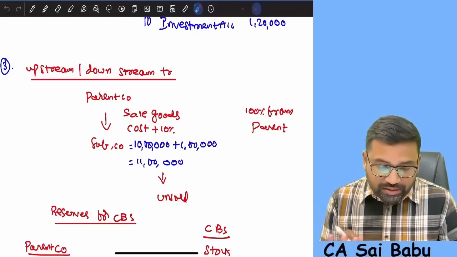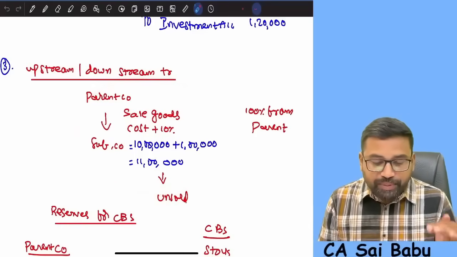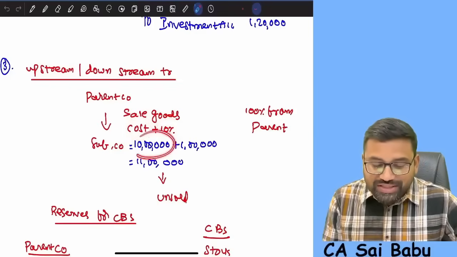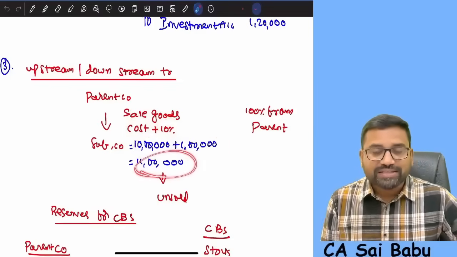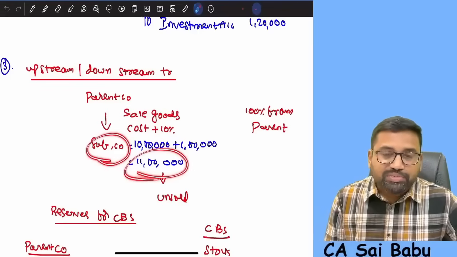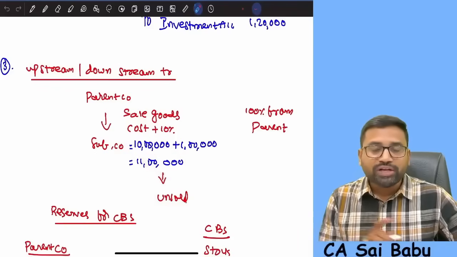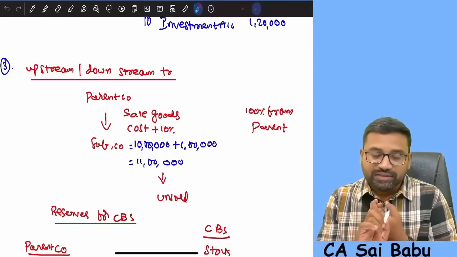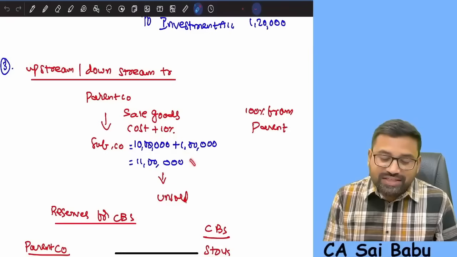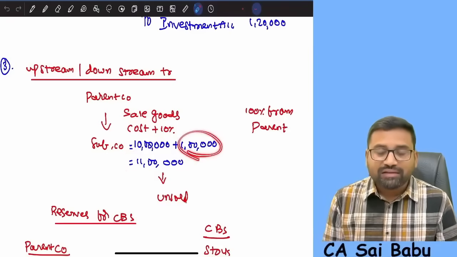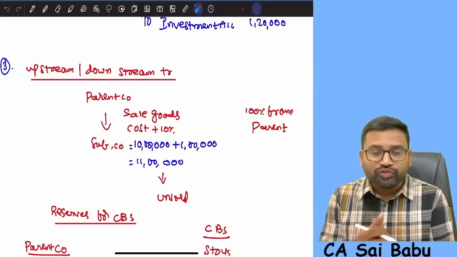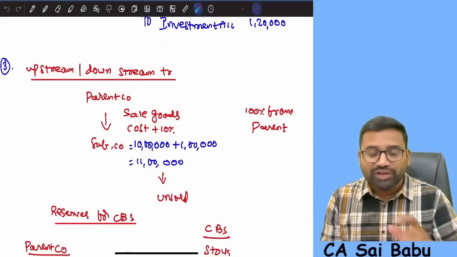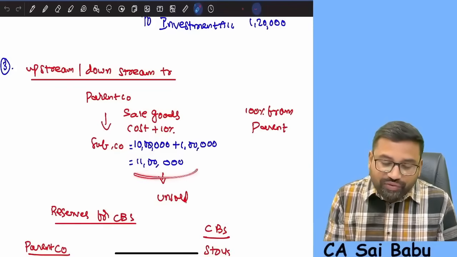Suppose there is a downstream transaction, that means the parent company is selling goods to the subsidiary company. Suppose the goods are sold at cost plus 10%. Suppose cost is 10 lakhs, 10% profit added, 11 lakhs. Suppose the entire stock is there in the subsidiary company, not yet sold. Now tell me, you are preparing the consolidated balance sheet, which means parent and subsidiary are treated as one entity. The stock is 11 lakhs. In this stock, how much is the unrealized profit? 1 lakh, which is not yet sold. From the group point of view, when parent and subsidiary become one entity, can you recognize this 1 lakh as profit without selling to anybody? No. So from this stock, we need to eliminate it.